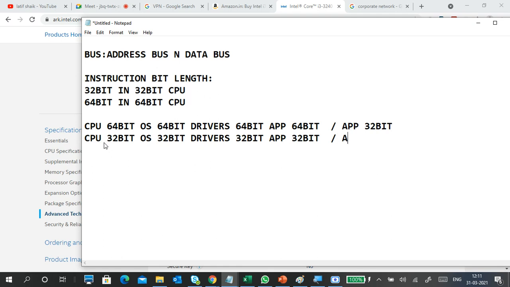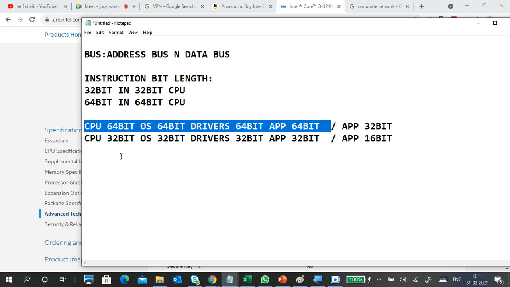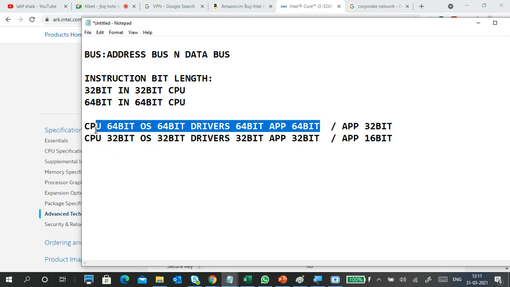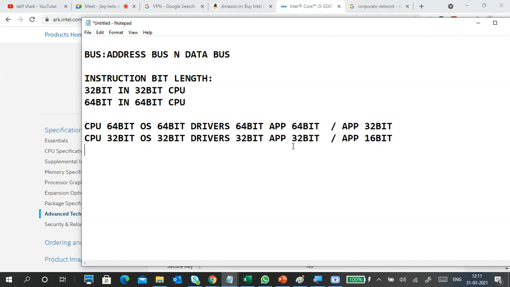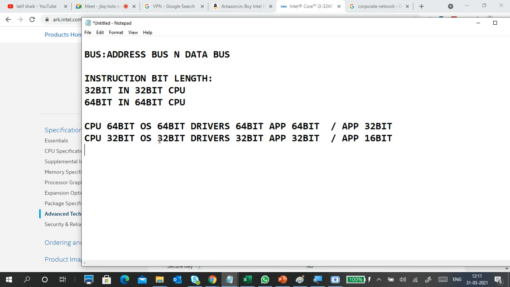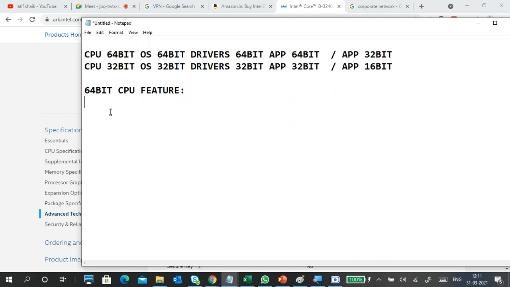Of course, 32-bit also supports sometimes 16-bit applications. But here is the important thing: once you are using a 64-bit CPU, the operating system, drivers, and applications must be 64-bit. It is more compatible. If you are using a 32-bit CPU, then 32-bit drivers, 32-bit applications, and a 32-bit operating system only. Next, a 64-bit CPU has certain features that make the difference between 32 and 64.